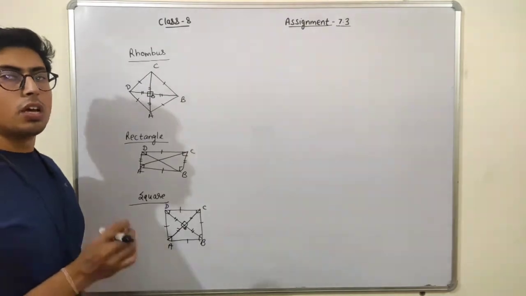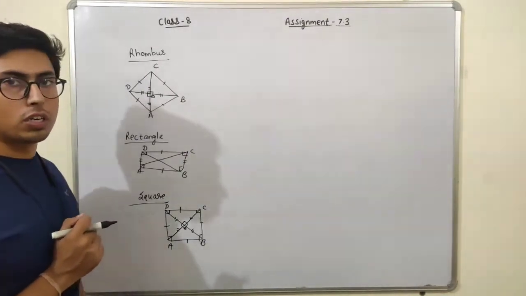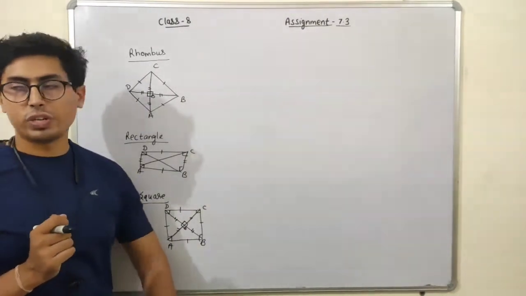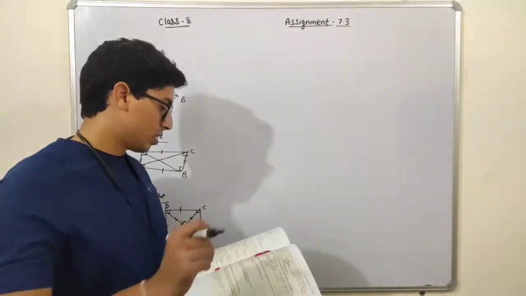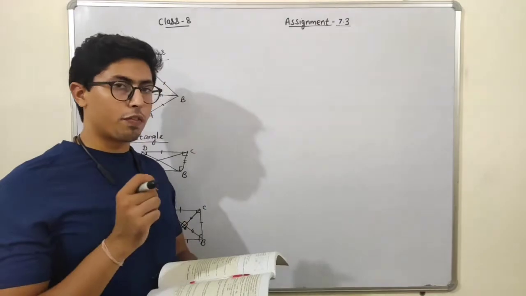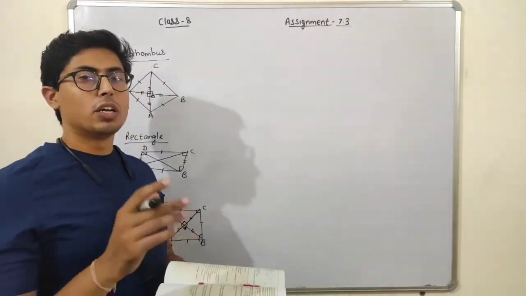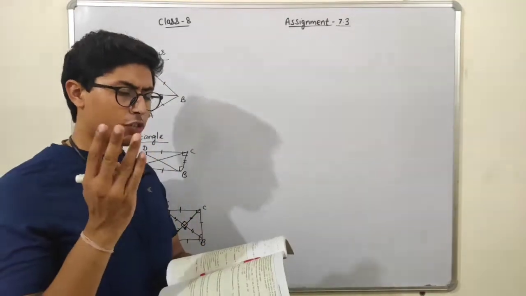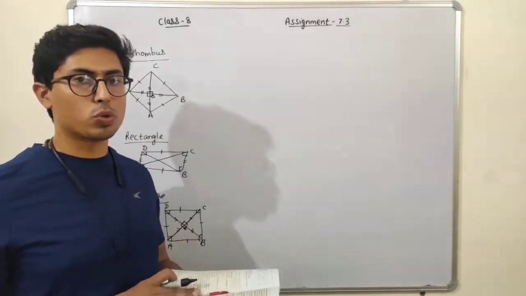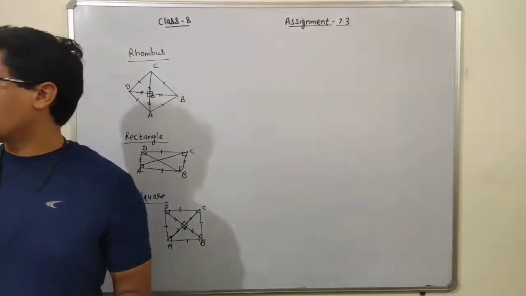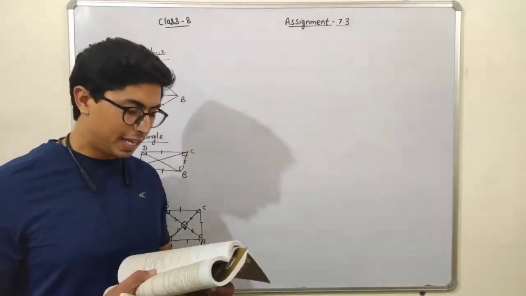Okay, students. So now let's just move forward to the assignment 7.3, students. So 7.3, first question. Just do one thing. All of you just take out your books, because first 4 questions are just true false, students. So I will just explain them, okay, verbally.